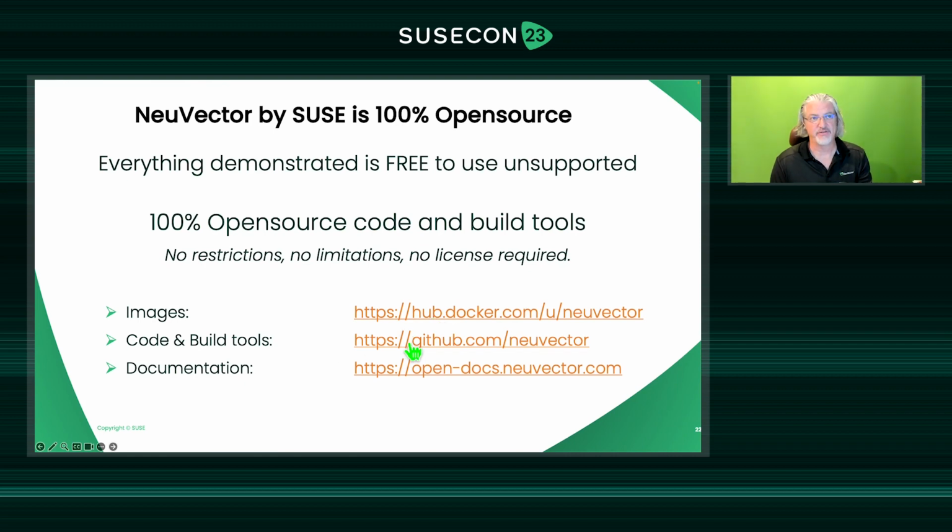All the images are free to pull. You can get all the code and your build tools. Documentation is available online. So everything that you want to use for security, you can download it today, install it into an environment very quickly and easily, and you can have zero trust with zero effort to block 0 days in Kubernetes.